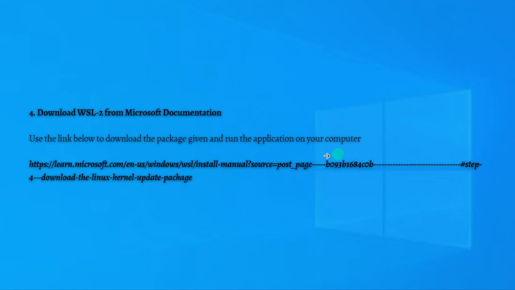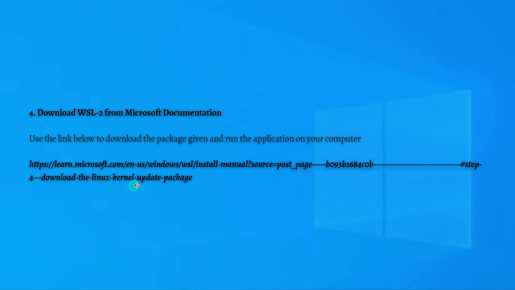So after you've done this, just download WSL2 from the Microsoft documentation. So use this link right here to download the package given and run the application on your computer. Don't worry, because I'm going to link this one right here in the description down below. So you can just check this on there.